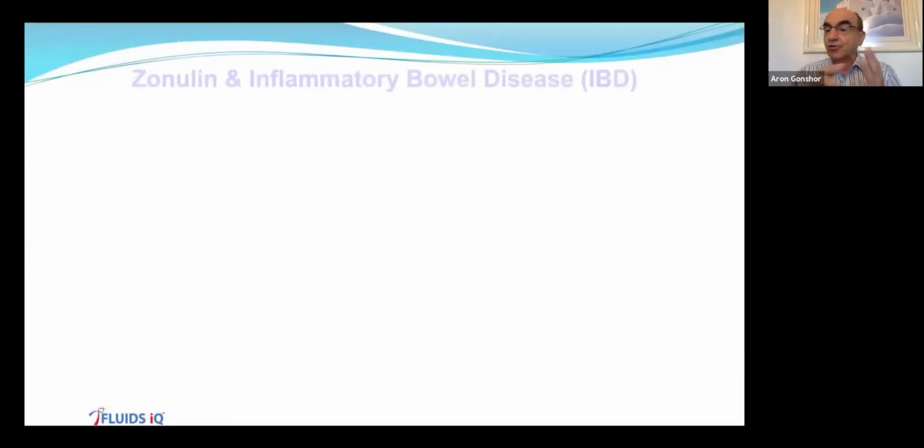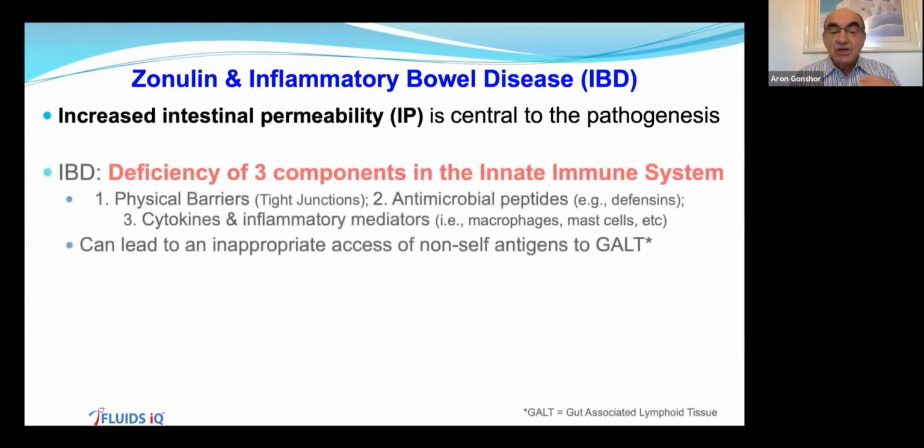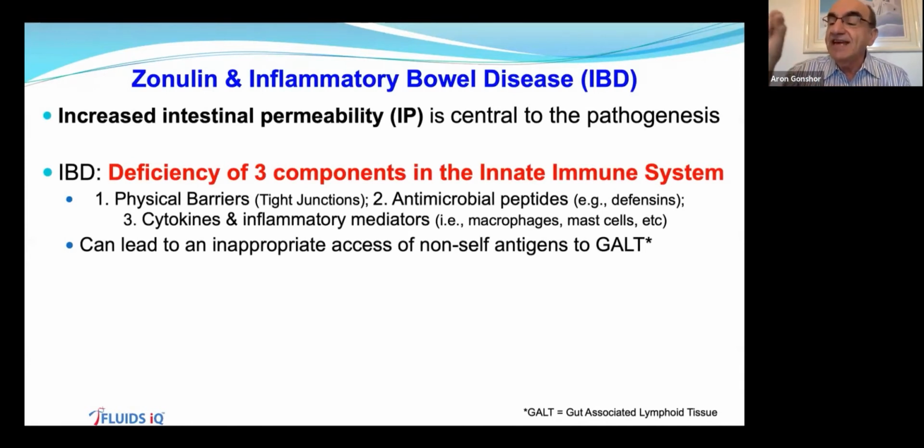Inflammatory bowel disease, Crohn's, ulcerative colitis, etc. Well, we've now known for a while that increased intestinal permeability is central to the pathogenesis of IBD. And we know that IBD has a deficiency of three major components of innate immunity. Remember, the innate system is what we have from our ancestors hundreds of thousands, several million years ago. It's the macrophages, the neutrophils. They were there when we were hunter-gatherers. So you have the physical barriers, the tight junctions. We develop antimicrobial peptides. Both the bacteria and cells within the intestinal wall are producing defensins.